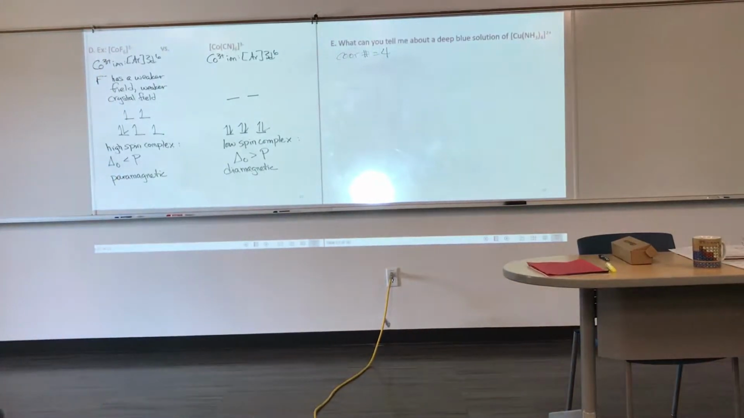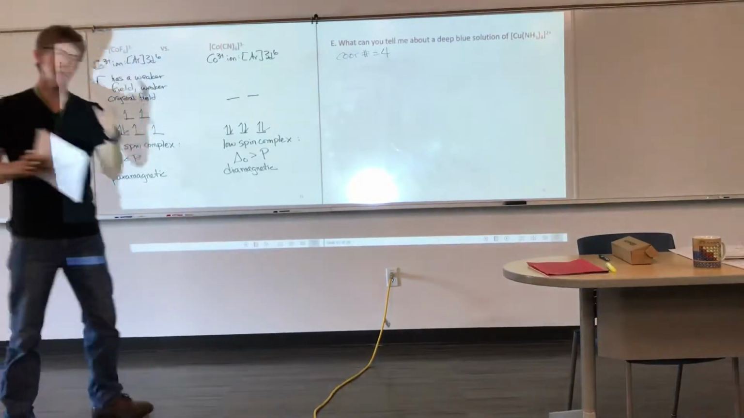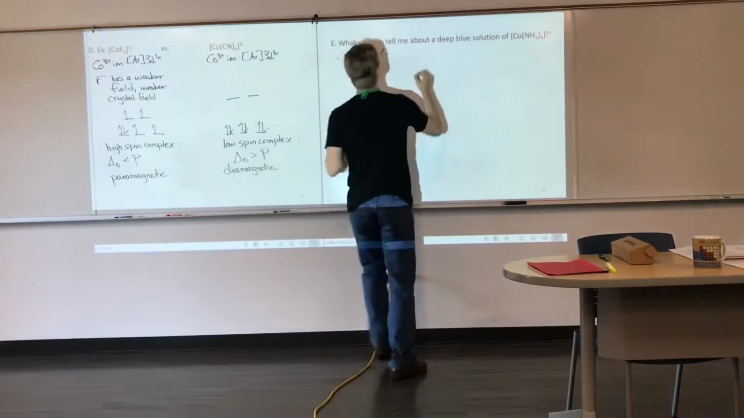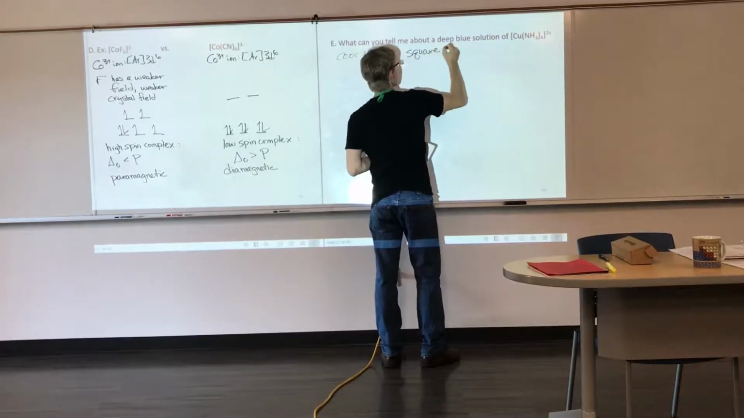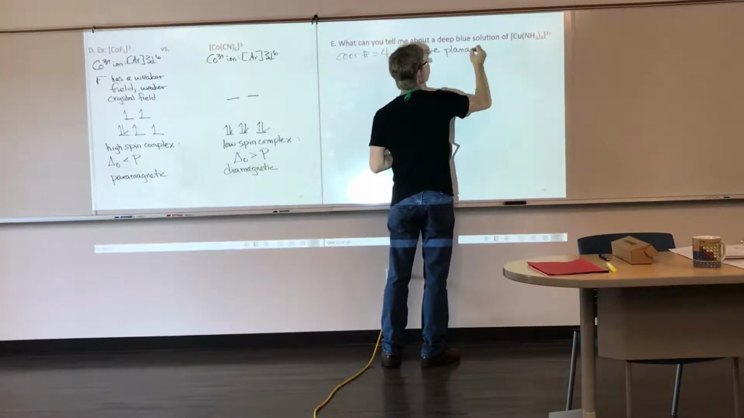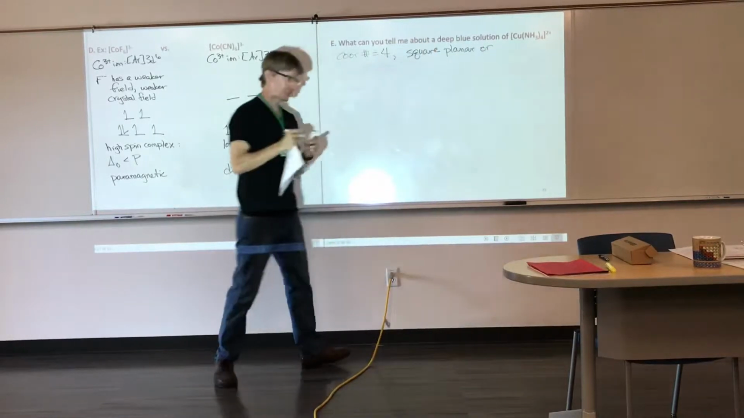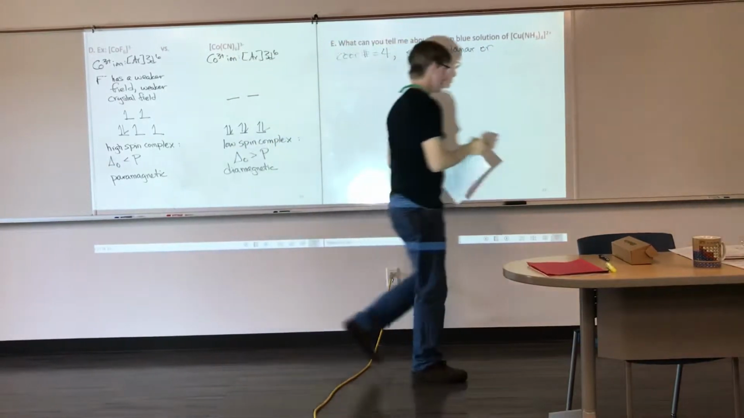We have 2 different geometries that a complex ion can take with coordination number 4. One of those is square planar, the other one is tetrahedral. We don't know which one it is yet. So we'll write it as a question, square planar or tetrahedral.